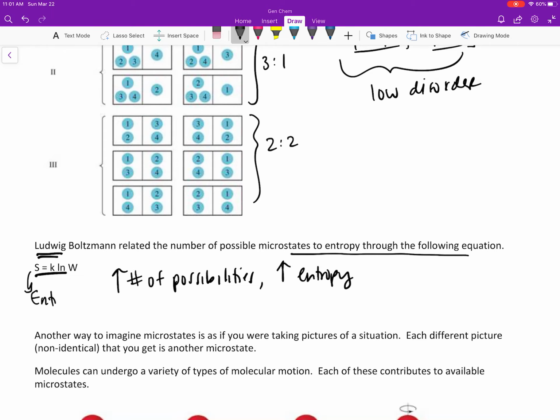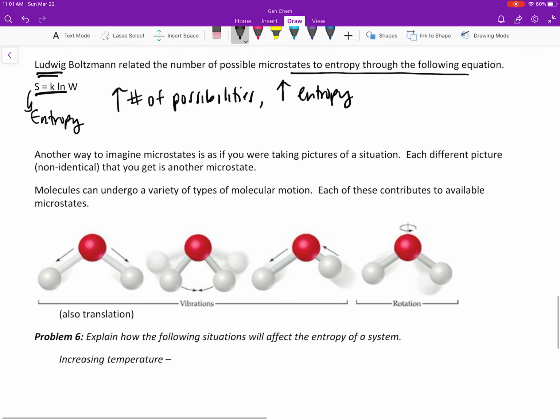S is entropy. Another way to think about microstates is as if you were taking pictures of a situation. Each picture that's non-identical is another microstate. So when we talked about how molecules don't just stay still, they are moving, they can bend along their bonds, they can wag back and forth, they can rotate. Taking individual pictures would be like taking a picture of my 5-year-old running around. There's a lot of disorder in that system because he's moving around and each picture would produce a different image.